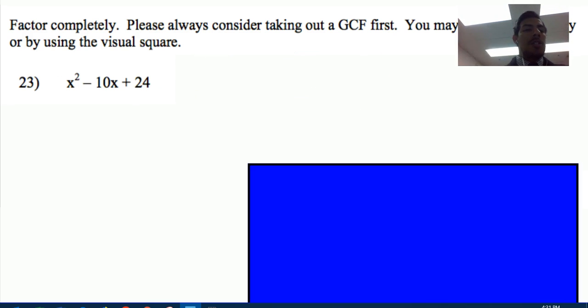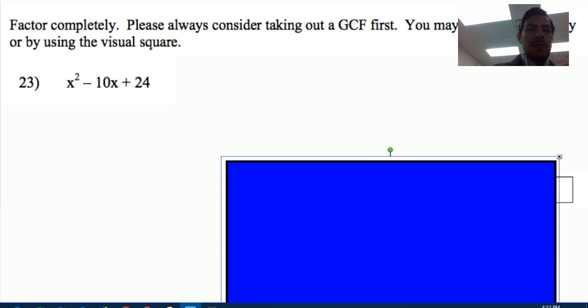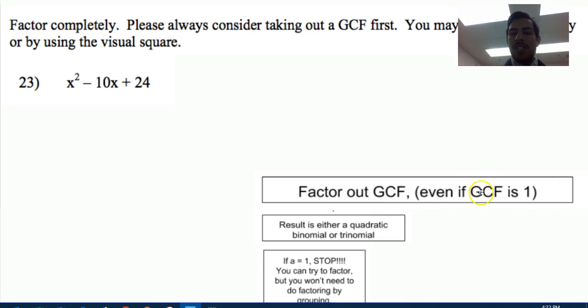23. Here's where we're going to start to need our sheet by us, because now we have a trinomial. There are 3 terms here, and we have a quadratic. So we're going to need to do some work here. If you're not sure, here are the tips you should use. You should factor out the GCF, even if the GCF is 1. Then see if the result is a quadratic trinomial: a squared term and 3 terms. If a equals 1, we want to try to factor, but we don't need to split the middle or do grouping. So let's see what we've got.